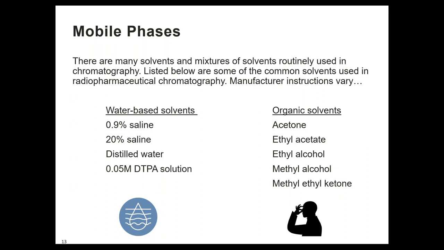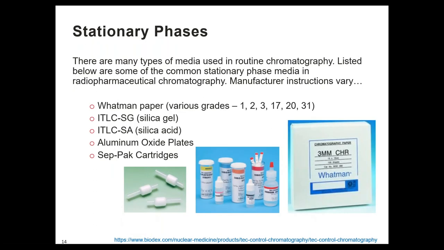There are organic solvents that are used. These are all smelly. Acetone, paint thinner, fingernail polish, ethyl acetate, ethyl alcohol, methyl ethyl ketone. We'll talk more about these organic solvents in a minute, but they're all going to be used paired up with the right paper to separate different radiochemical species.